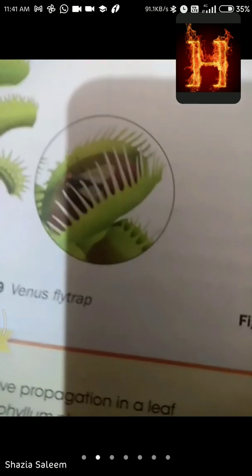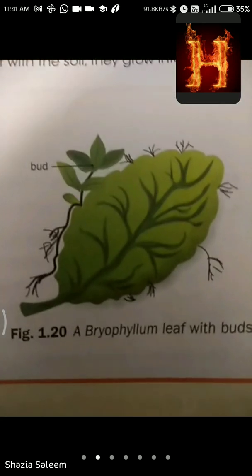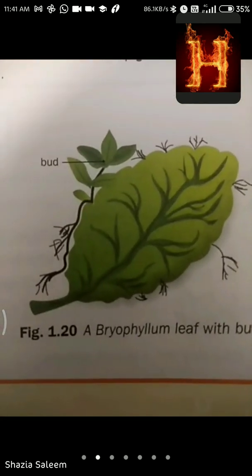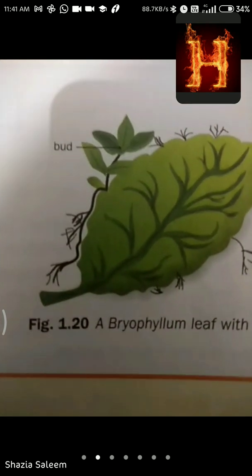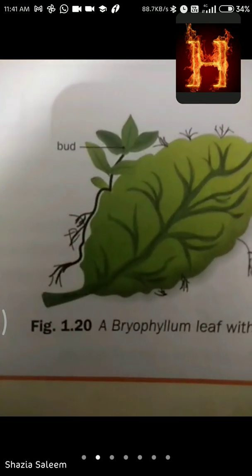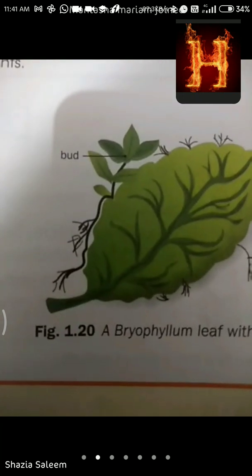It opens again. Another modification is for vegetative propagation. Like in Bryophyllum, here you see, it is propagated, or multiplied, by adventitious buds, the buds which are there at the margin of the leaf.